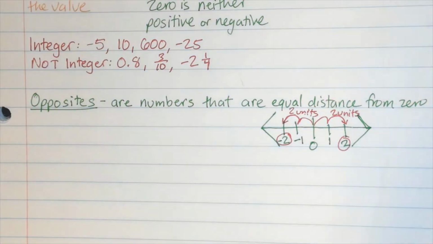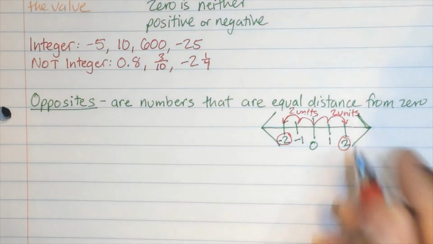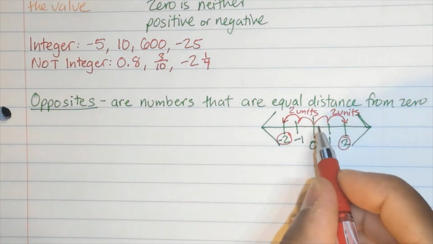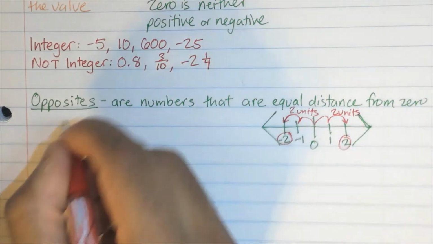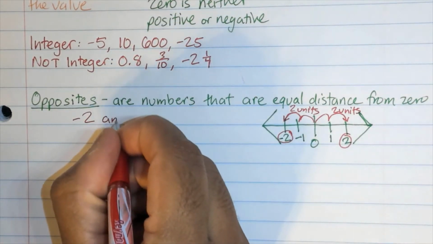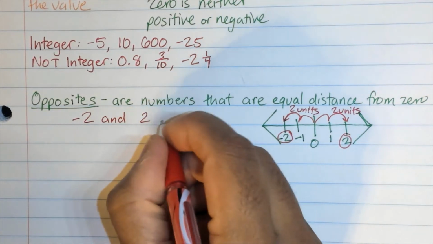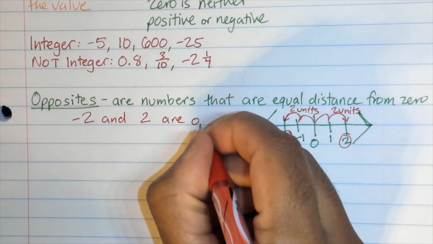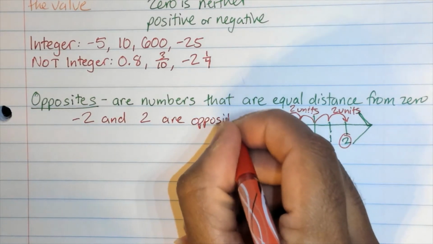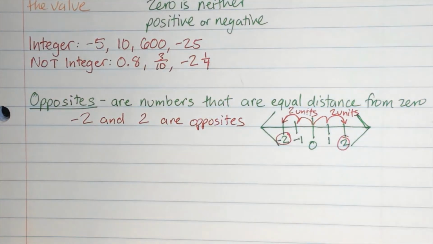Because they're both 2 units away from 0, notice there's 2 spaces that way, 2 spaces this way, -2 and +2 are both opposites. +2 and -2 are opposites. Okay? Questions on that?